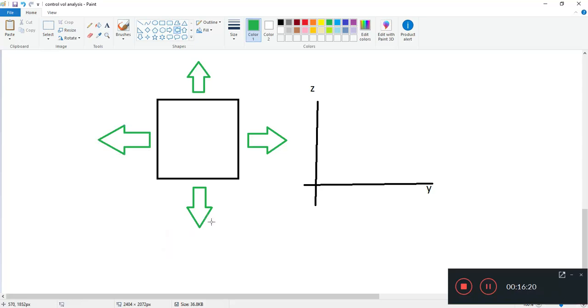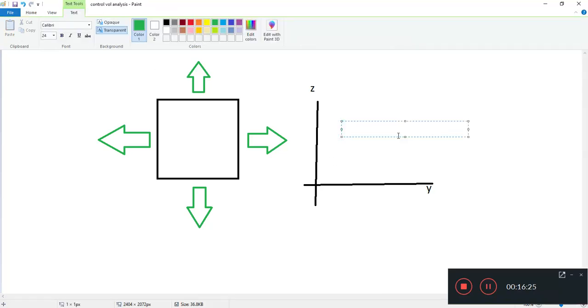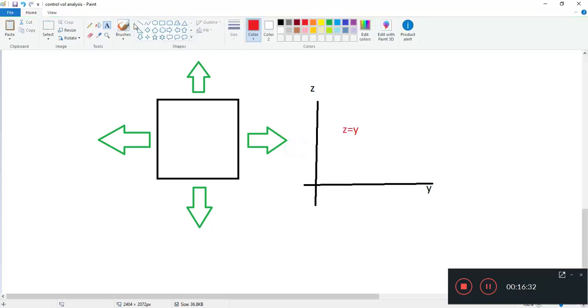Okay, and then we'll have our y equals to z line, or z equals to y line. Now I'm going to put that in red color, and then we're going to draw a line like this, and of course it'll be in this direction. Then we'll have our positive shear stress directions. So again, pointing towards the red line. 1, 2, 3, 4.